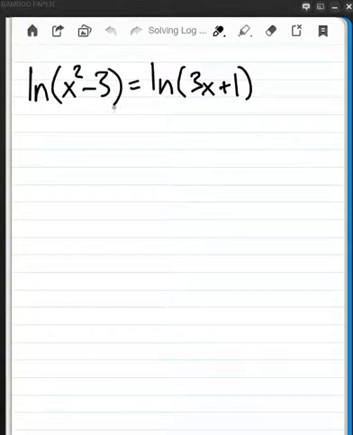Let's take a look at this one. Here we have two logs equal to each other. They're both natural logs, which means both of them have a base of e. We're going to be able to set the arguments equal to each other in a second. First, let's just look on the inside of here.